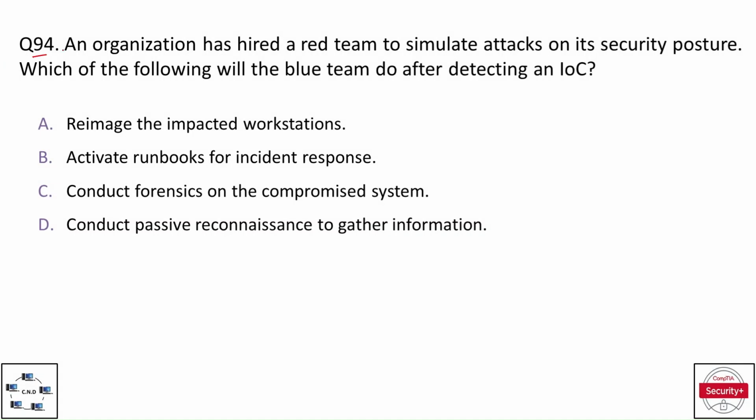Question number 94. An organization has hired a red team to simulate an attack on its security posture. Which of the following will the blue team do after detecting an IOC, that is, indicator of compromise? The options are option A, re-image the infected workstations. Option B, activate runbooks for incident response. Option C, conduct forensics on the compromised system. And option D, conduct passive reconnaissance to gather information. And the correct option is option B, activate runbooks for incident response.